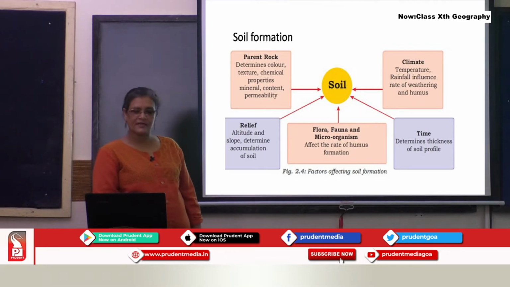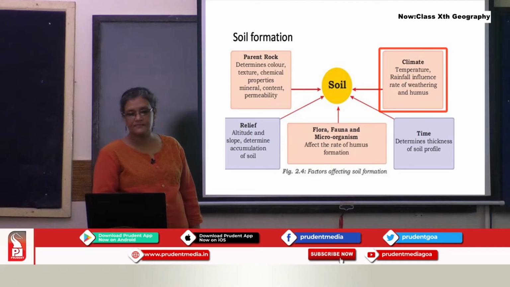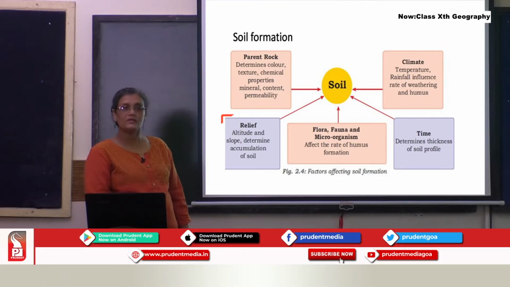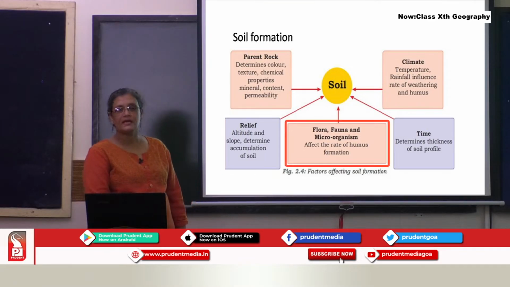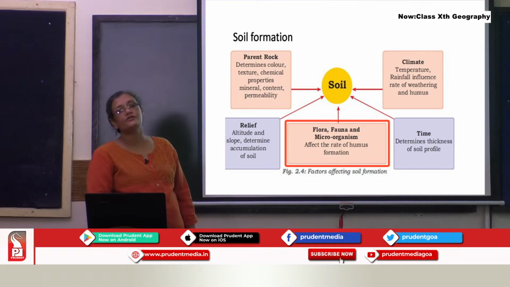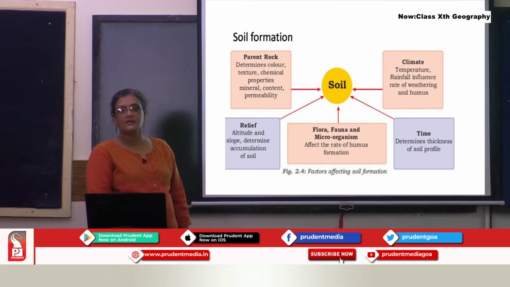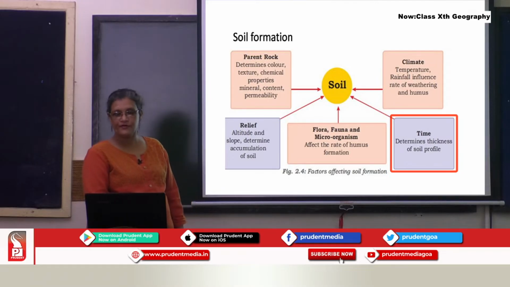The external factors that affect soil are climate and features of climate such as temperature, rainfall, weathering, humus, wind, and other erosional features. Relief: what is the altitude, the slope of the land, how much soil gets accumulated in a place? Microorganisms, the flora and the fauna also contribute to the soil formation, the type of soil, and the time. Soil takes years to form. So, depending on the time factor, you will get the thickness of the soil profile.